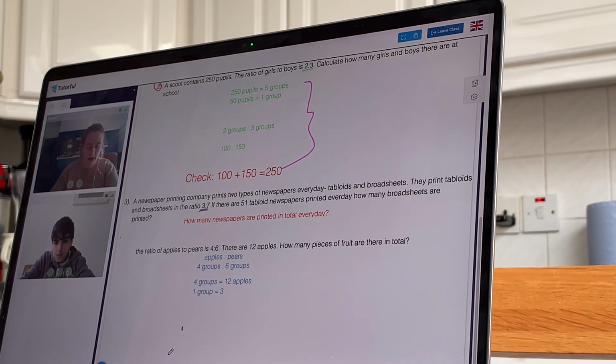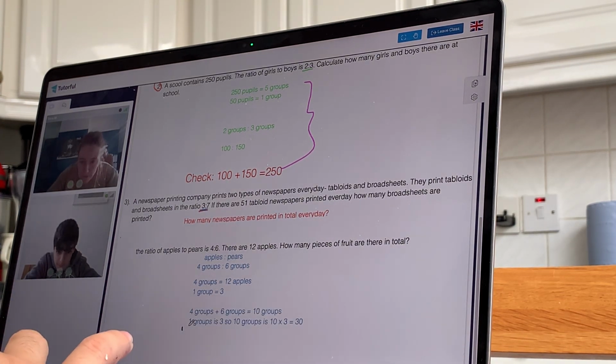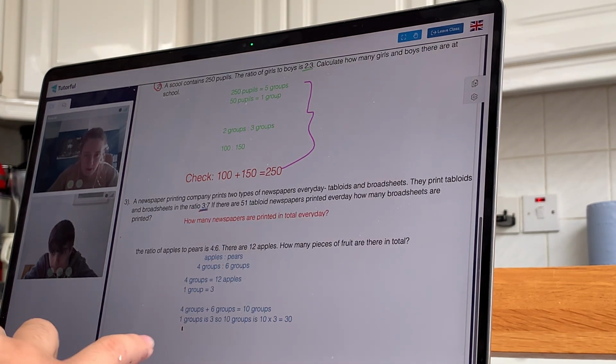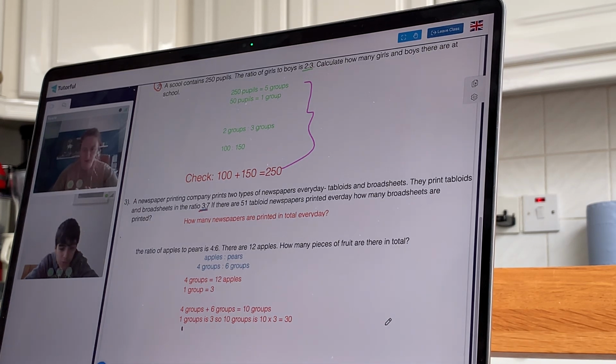So I'll just write that out so you can see it. 4 groups plus 6 groups equals 10 groups. 1 group. Okay. Alright.